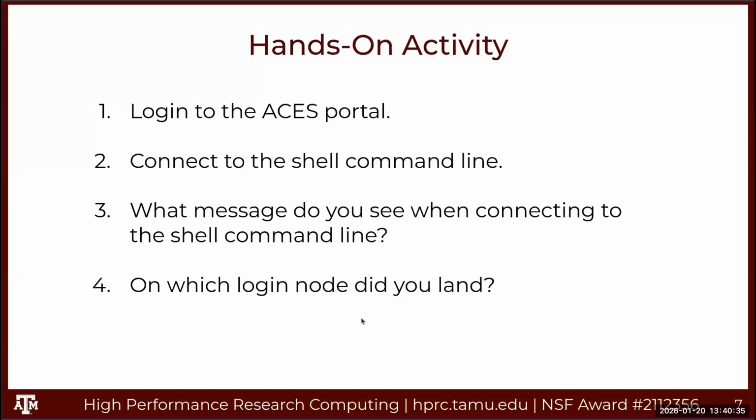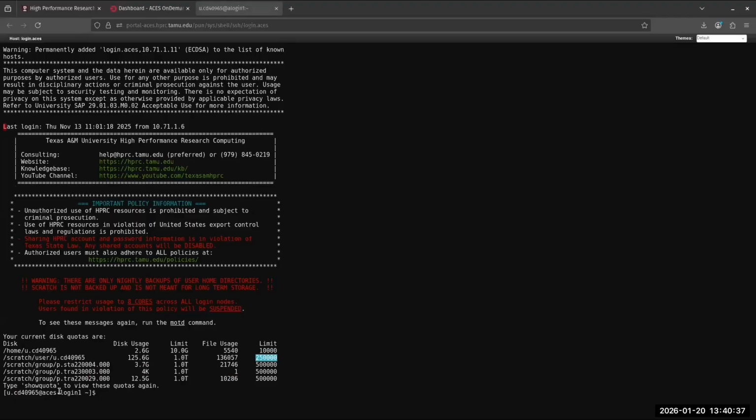All right, so which login node did we land on? In this login session, I landed on ACES login 1. Others might see ACES login 2. It's just a way to distribute the workload across multiple login nodes, so we don't have 100 users logged into one login node. We can distribute that across 2 login nodes, and that way we have 50 on one node and 50 on the other.